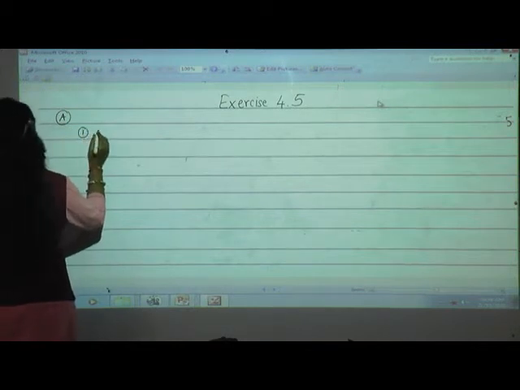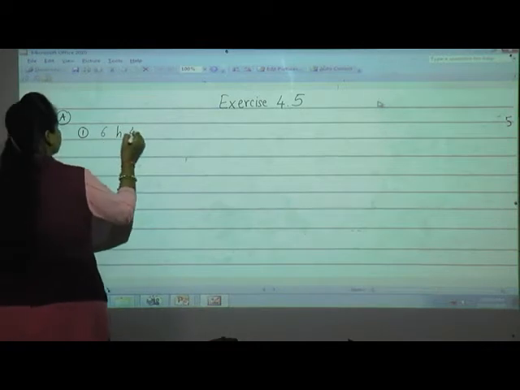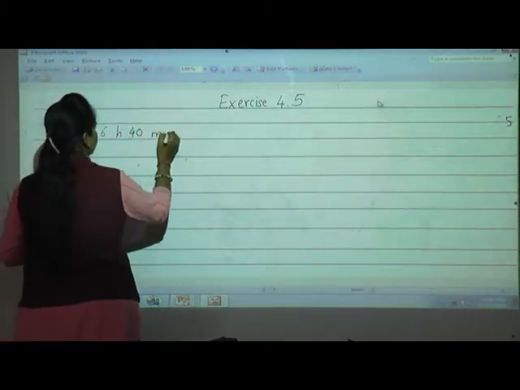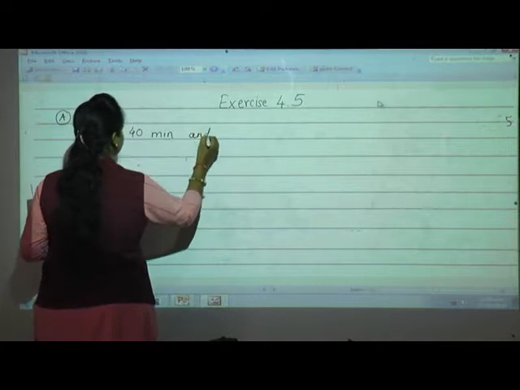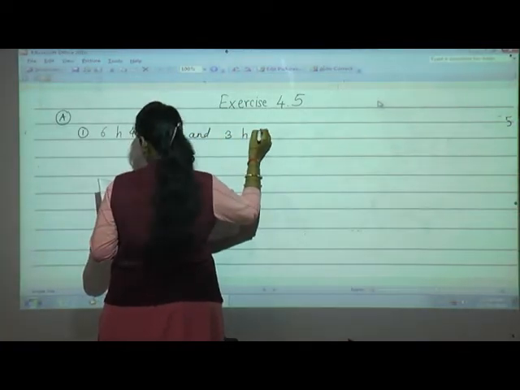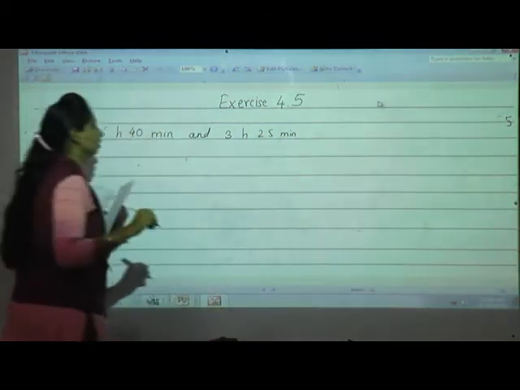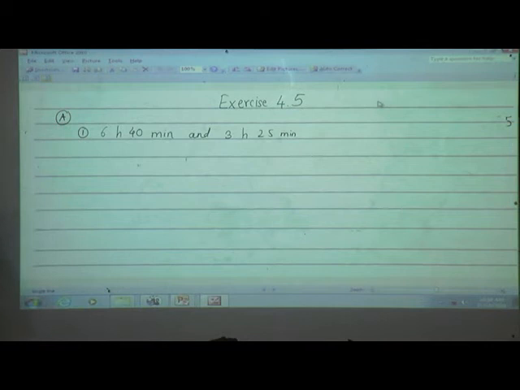The first one we will solve: 6 hours 40 minutes and 3 hours 25 minutes. Okay, this is the question. Now we will solve this addition. Just now we have done addition of time.